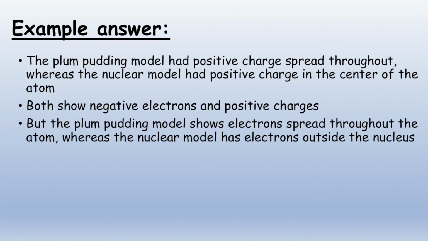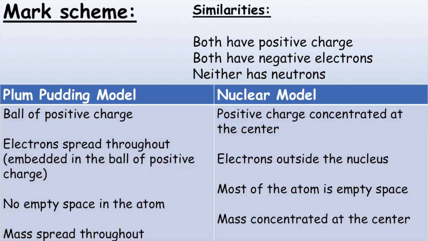Upon reading this question, the first thing I think is it might be helpful to draw a quick picture of each model. This will help to compare where the different subatomic particles were believed to be. Here is my answer. The plum pudding model had positive charge spread throughout, whereas the nuclear model had positive charge in the centre of the atom. Both show negative electrons and positive charges, but the plum pudding model shows electrons spread throughout, whereas the nuclear model shows electrons orbiting the outside. To play it safe, I've included both similarities and differences within my comparison.